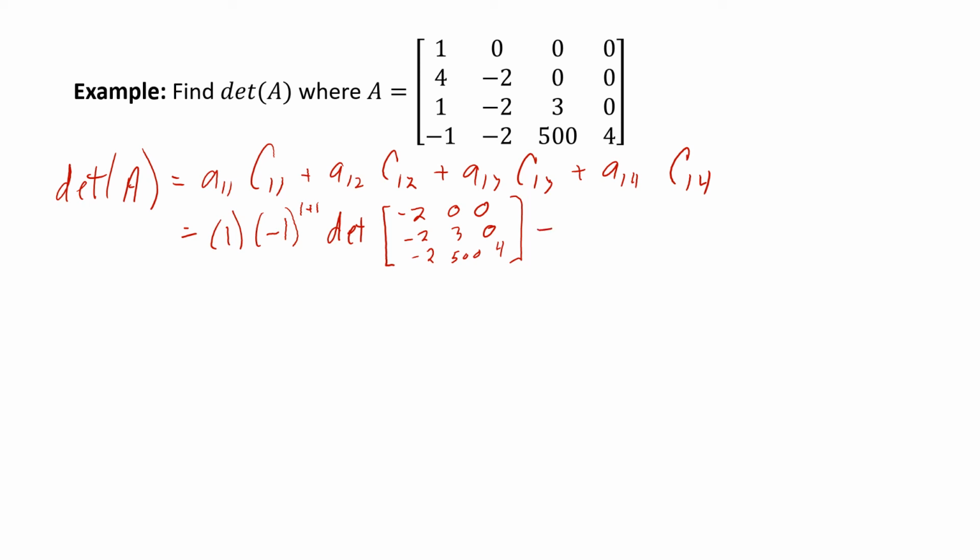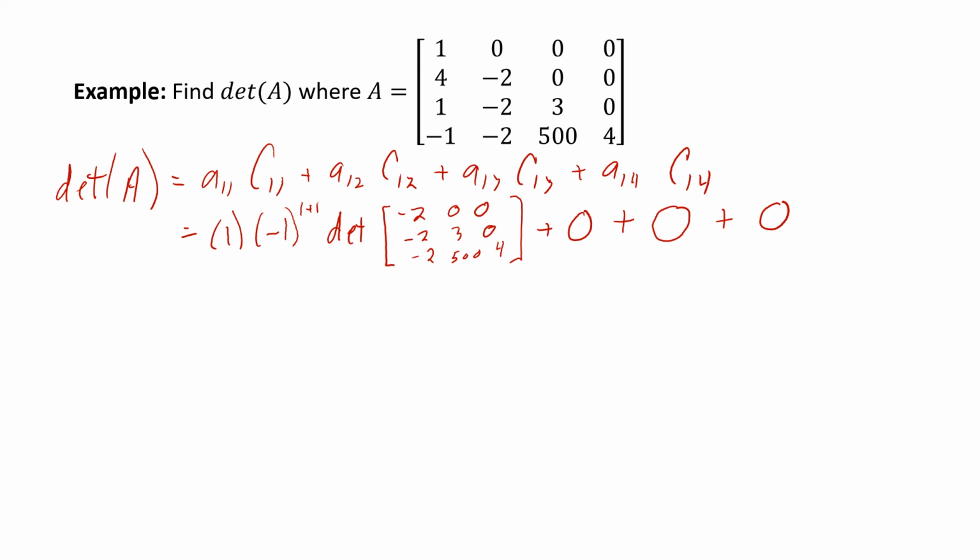What about the second term? Well, the second term is A12 times the 1,2 cofactor. What's A12? A12 is 0. So no matter what the cofactor is, that term is 0. Third term is A13 times a cofactor. A13 is equal to 0. And the fourth term is A14 times the cofactor. A14 is equal to 0. So you see, you're left with a single term. Everything else turns to 0.